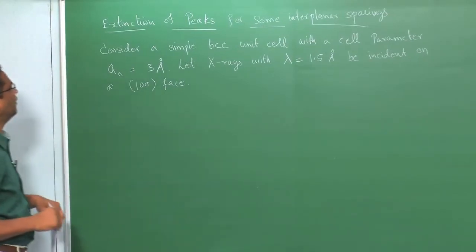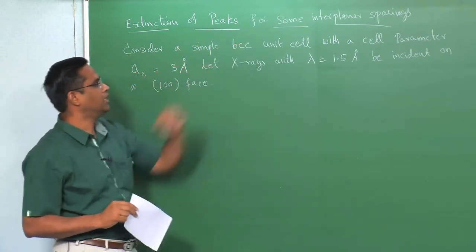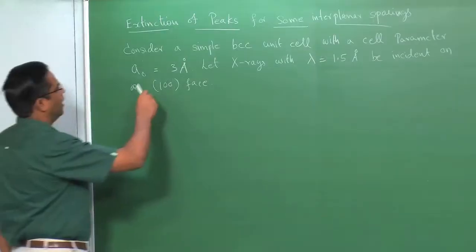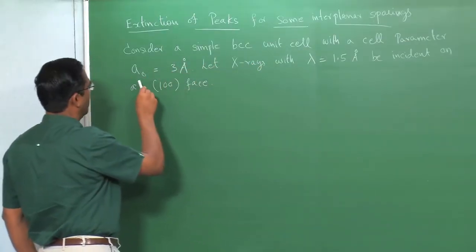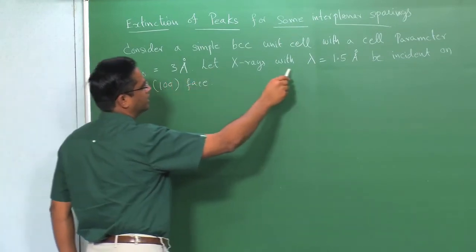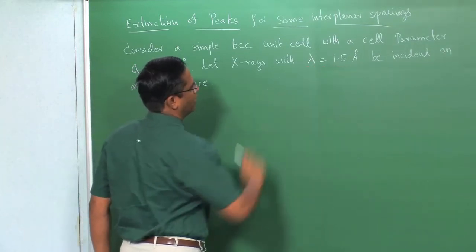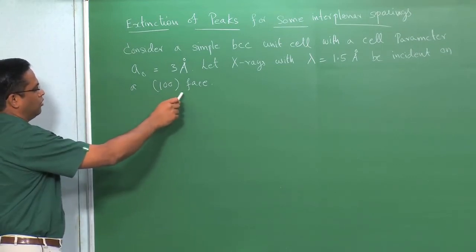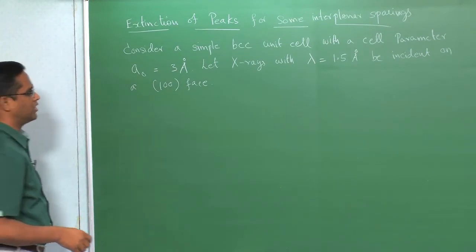So, now we will look at the extinction of peaks for some interplanar spacings. In this case, we will take a BCC unit cell. Consider a simple BCC unit cell with a cell parameter a naught equal to 3 angstrom. Let X-rays with wavelength lambda, which is equal to 1.5 angstrom, be incident on the 1 0 0 plane. So, now we will calculate the structure factor.